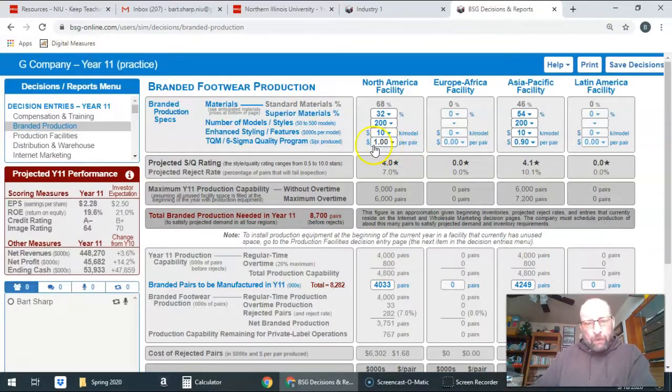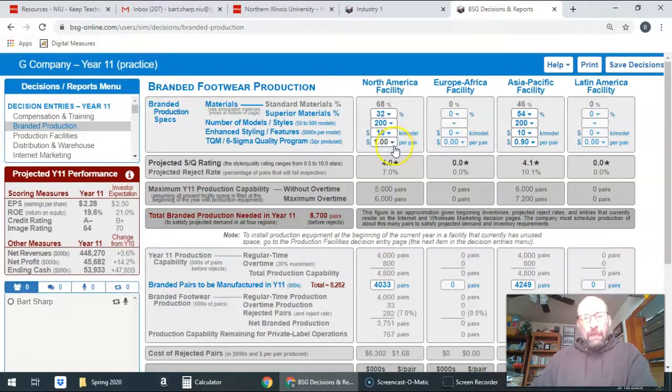I keep pointing at the screen as if you can see what I'm pointing at. In the two factories, you have to decide what kind of shoes you're going to produce. In each factory, there are basically, in the short run, two variables that affect your SQ rating: the percentage of superior materials and how much you spend on styling and features. Number of models is stuck in between those two and has no impact on your SQ at all. TQM is down here at the bottom. This also has an effect on SQ, but this is more of a long-term thing because it is a training kind of initiative, just like the best practices training.